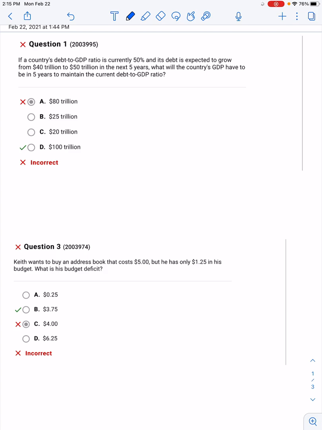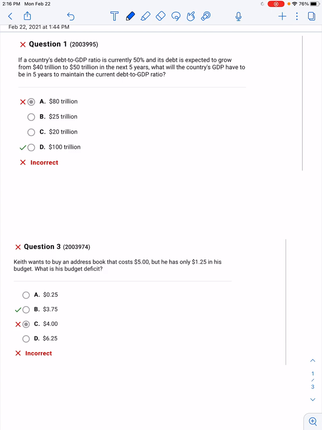Okay. So this first question, it says if a country's debt to GDP ratio is currently 50% and its debt is expected to grow from $40 trillion to $50 trillion in the next 5 years, what will the country's GDP, that's gross domestic product, have to be in 5 years to maintain the current debt to GDP ratio? Okay, so what they're saying is the debt to the gross domestic product is 50%.